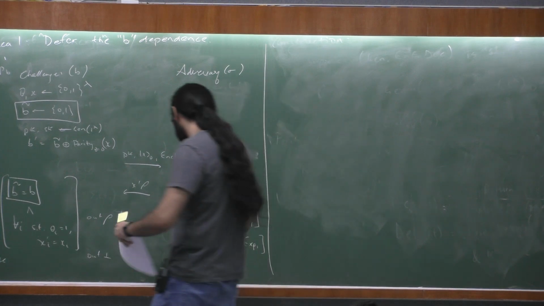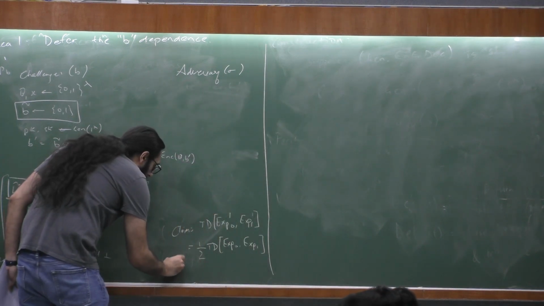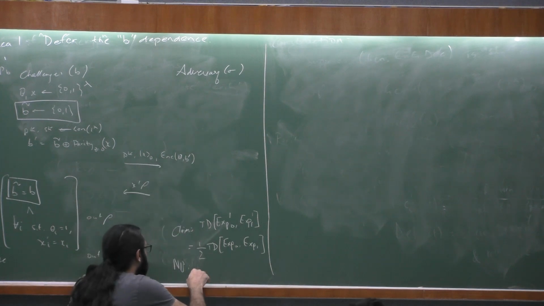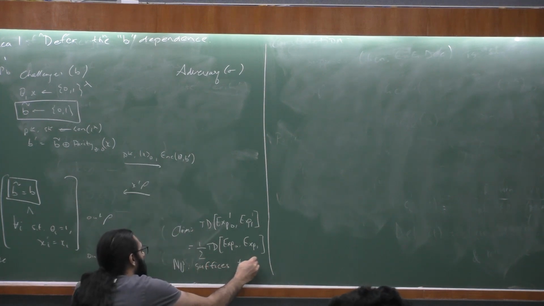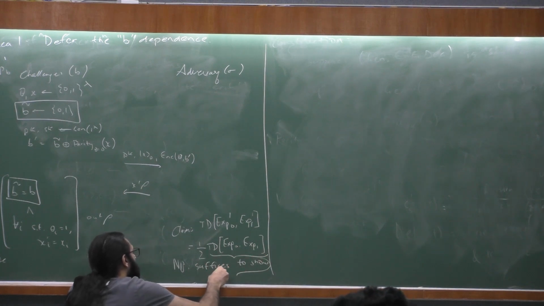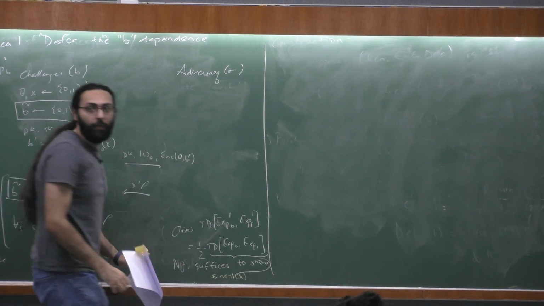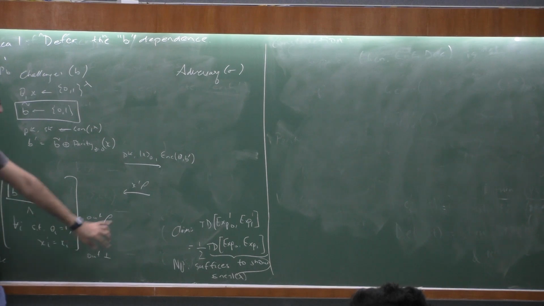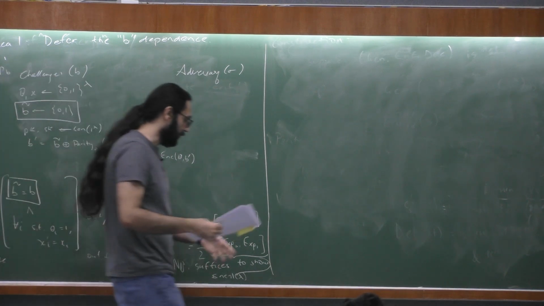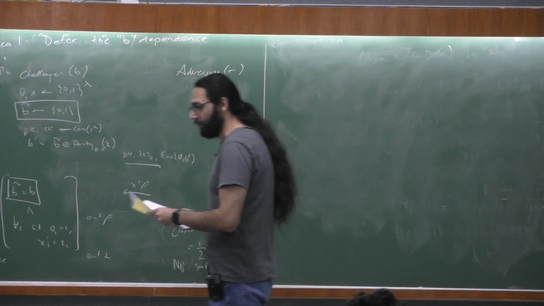First of all, note that it suffices to show that this object is at most negligible, because these are just half. So if one of them is negligible, the other is also negligible. So that's what we're going to try to do now. Okay, so that's idea 1.